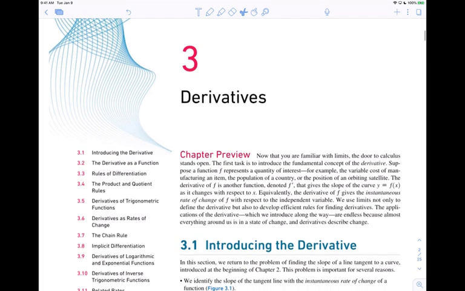So we want to move into derivatives. I'll do my own little intro or disclaimer first. We've actually discussed a derivative. A derivative is nothing but the slope of the tangent line.